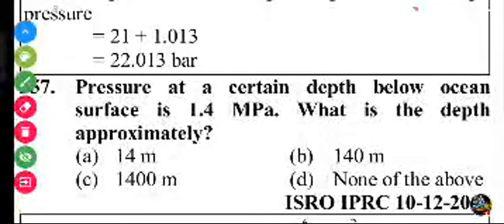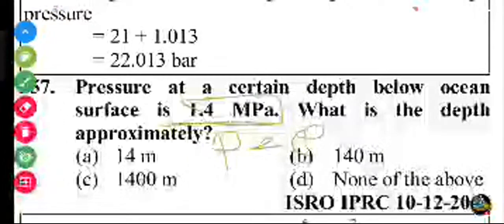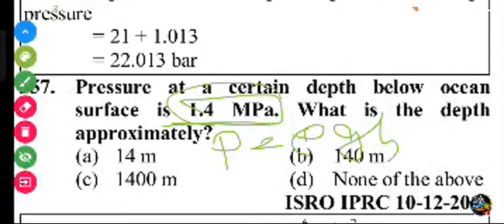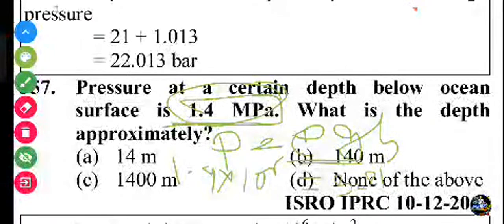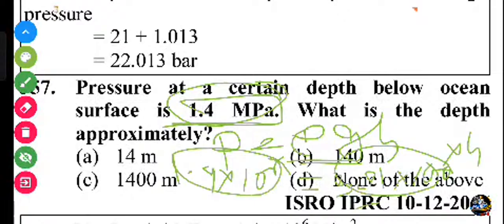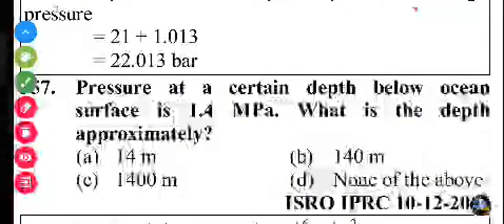Next question, friends. Pressure at a certain depth below the ocean surface is 1.4 megapascal. What is the approximate depth? Use P equals rho g h. Pressure is 1.4 megapascal, that is 1.4 into 10 to the 6 pascal, equals rho g h, 9.81 into 1000 into h. Divide by this, then you can get the answer. Here the answer is 140 m.